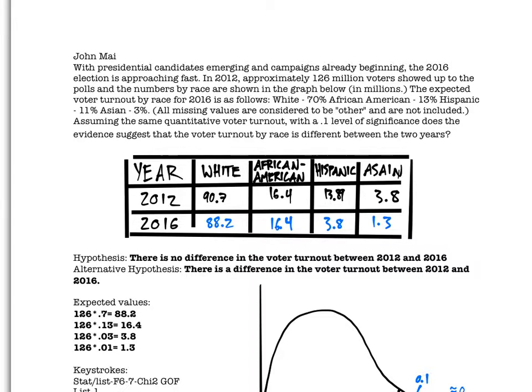In 2012, approximately 126 million voters showed up to the polls, and the numbers by race are shown in the graph below in millions. The expected voter turnout by race for 2016 was as follows: 70% white, 13% African American, 11% Hispanic, and 3% Asian. All the other missing values, since those don't total up to 100, are considered to be other and are not included. Assuming the same quantitative voter turnout with a 0.1 level of significance, how does the evidence suggest that voter turnout by race is different between the 2 years?